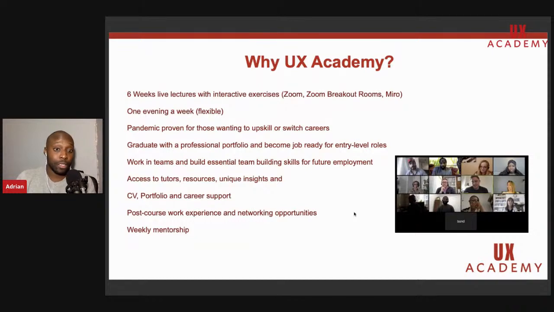You're going to get access to tutors, resources, unique insights, and CV, portfolio, and career support. Whether you're preparing for an interview, putting together a CV, or sharpening up your portfolio, you will have opportunities and support in that area. And then after the course, as I mentioned before, there will be post-course work experience opportunities, because we care about your portfolio. We want your portfolio to look good so that you have even greater chances to get hired. We have seen that from our past students. And there's also weekly mentorship.